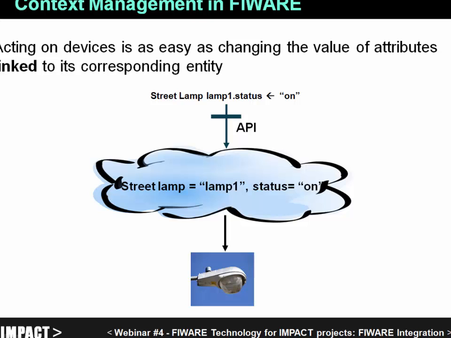And from a producer perspective, acting on a device is as easy as changing the value of the attributes linked to its entity. So the only thing the lamp in this example needs to do to make sure the applications are notified of its change of status, whenever it goes on or off, is just to write its new status using the context broker. So that would be the producer side. Simple, as you can see.